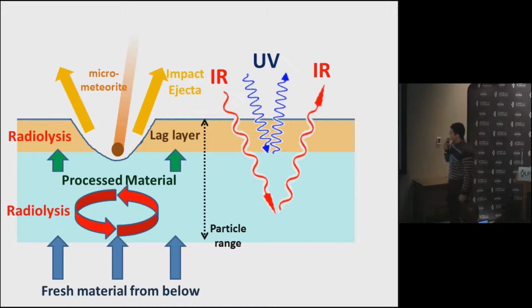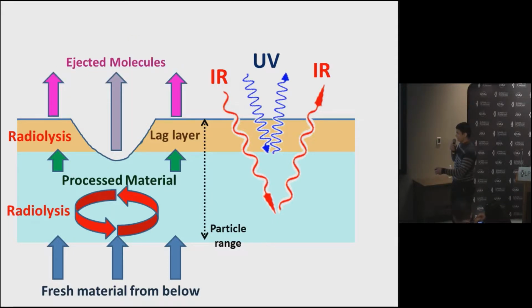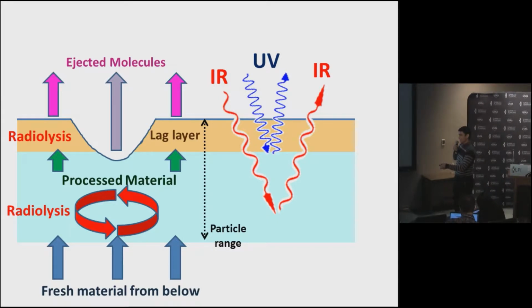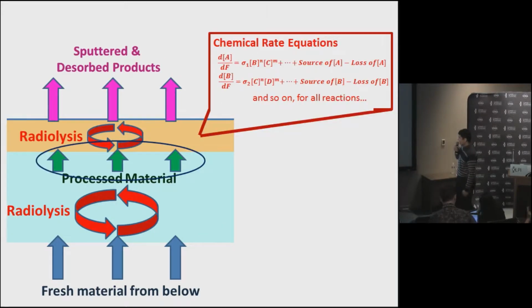In addition to that, you can have particles bombarding the surface and re-exposing fresh material from below this very thin layer. That will do two things. First of all, it will eject the material that's there and contribute to the ejected flux, and then it will re-expose new material, which will then readjust its surface composition to compensate for the fact that the fresh material has been exposed.